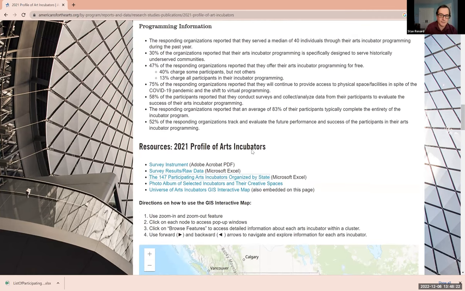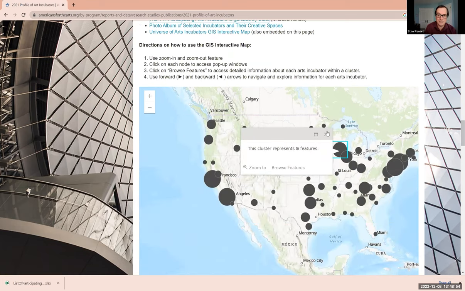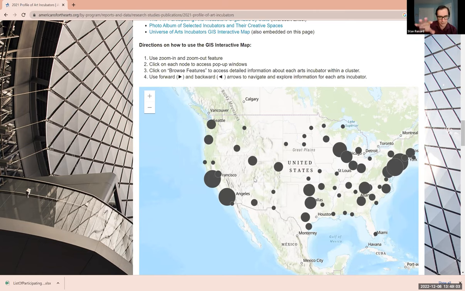a format as possible. I also included a photo album of a handful of arts incubators that we visited, and most of those visits happened early this year. They are available here, and you can see how different the spaces are, but there are a lot of commonalities in how these spaces look. And finally, you have an interactive map that has those 400 different incubators in here. I have it set up so that it has a clustering variable in it.